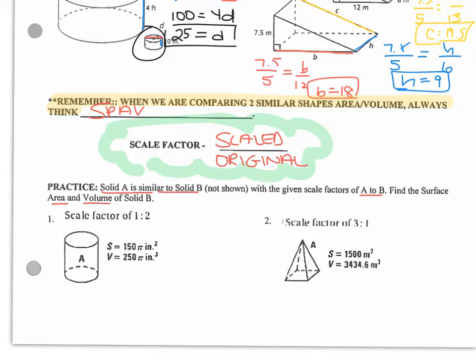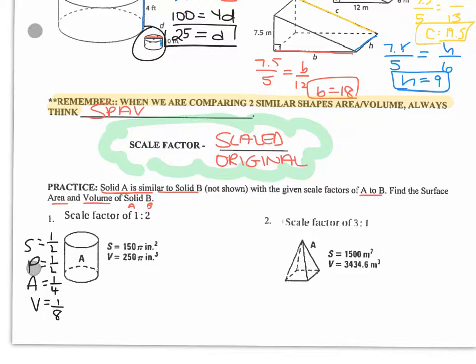So since it says my scale factor is 1 to 2 and I'm starting with solid A, 1 relates to A, 2 relates to B. So I'm going to go ahead and instantly write SPOV on my paper, and I'm going to fill this out. So it says my scale factor is 1 over 2. So P is 1 over 2. What's A? 1 over 4. What's V? 1 over 8.